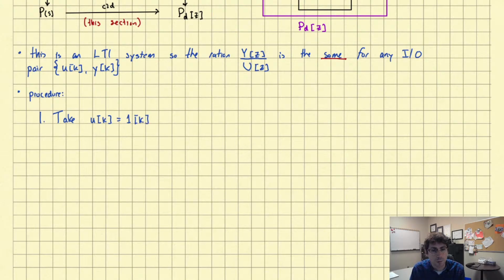Okay, take u of k equal to 1 of k. Then the z transform of that is this. I make note of that here because remember at the end, whatever we get for the output y, I want to divide by u. And so I'm going to have to divide by this transform at the end to get my transfer function. So there's my input.